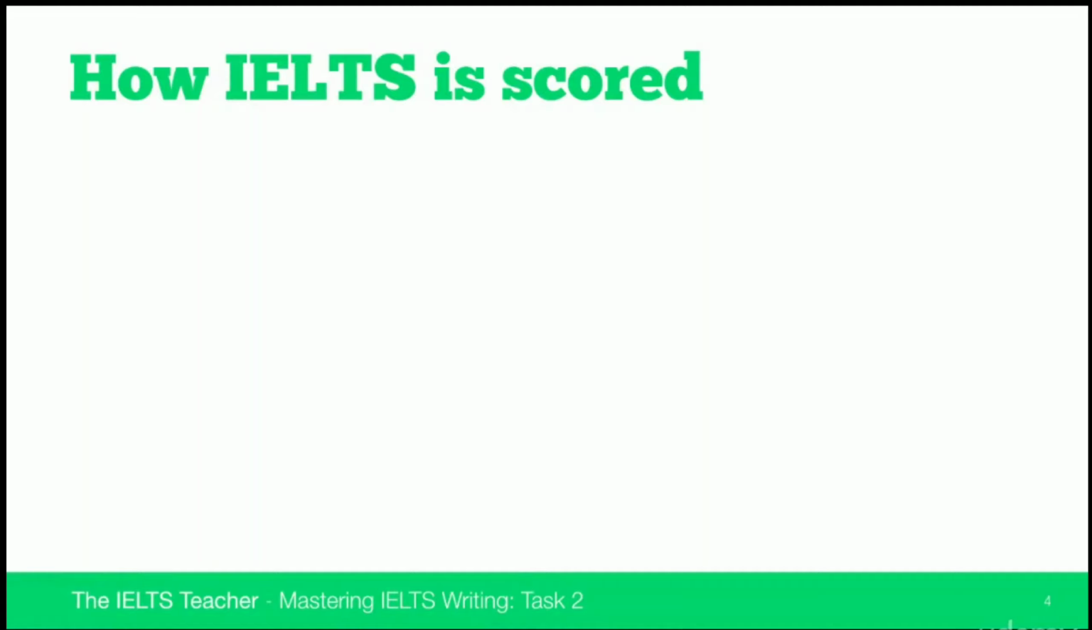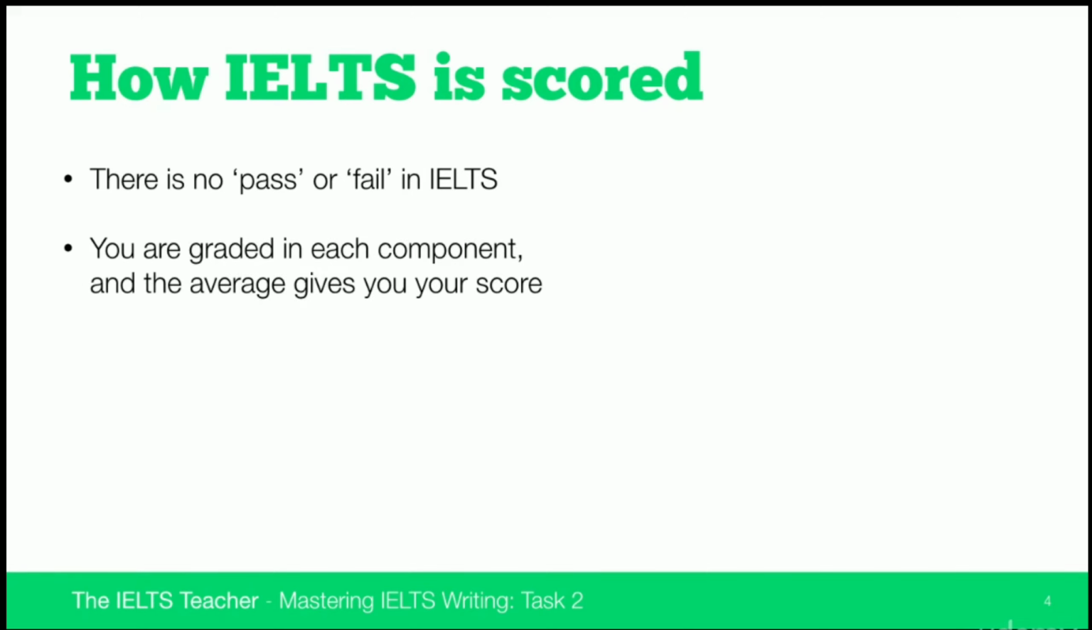And how is it scored? Firstly, there is no pass or fail in IELTS. If you ever hear me talking about passing the exam, all I mean is that somebody has got the score that they require, or that they haven't, in which case they fail. But of course there is no fail in IELTS. You are graded in each component, and the average gives you your score. So let's imagine you have a 6 in listening, a 7 in reading, a 6 in writing, and a 7 in speaking. So your overall score is a 6.5, as that is the average of all 4 components.